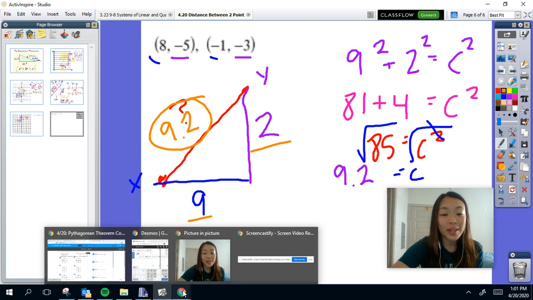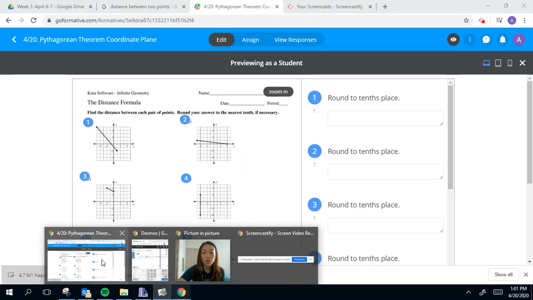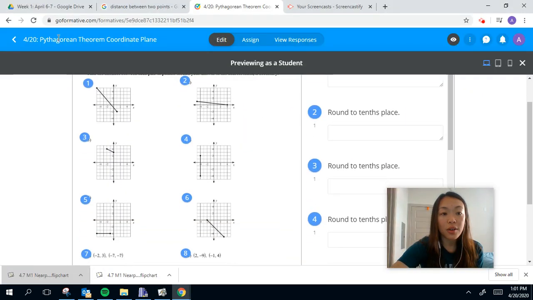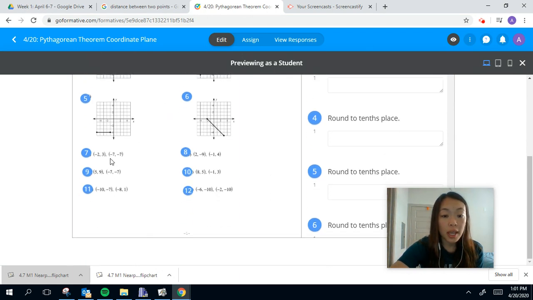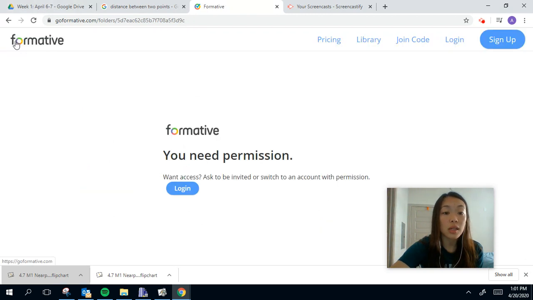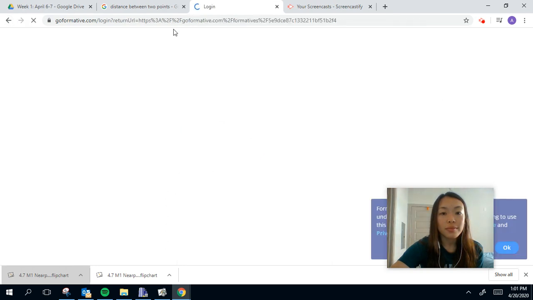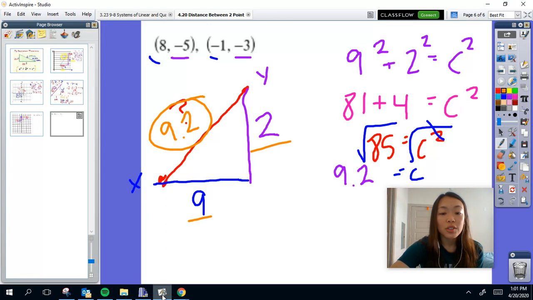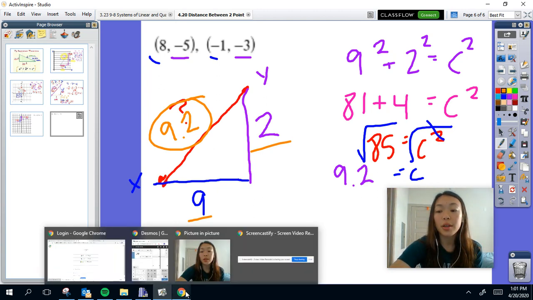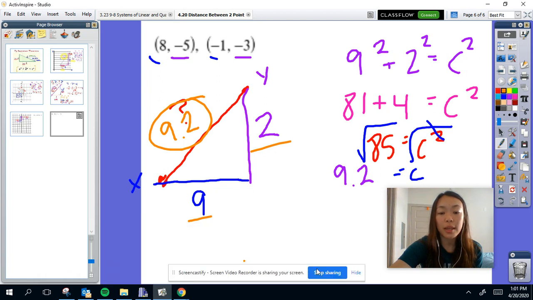All right, so that was our quick lesson today. What you are expected to do, very easy, is go to Formative. There are 6 questions with the coordinate plane, and then 6 questions without the coordinate plane. When you're done, there's also a bonus optional one if you would like to do that. Reach out if you have questions, but go ahead and get started.